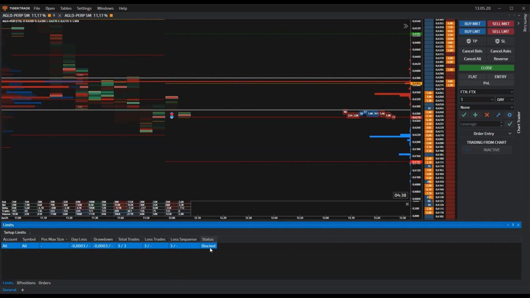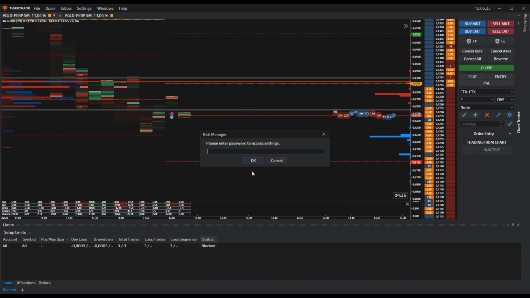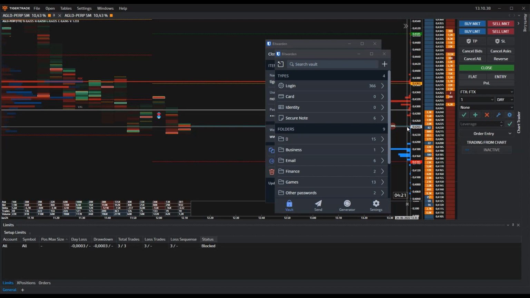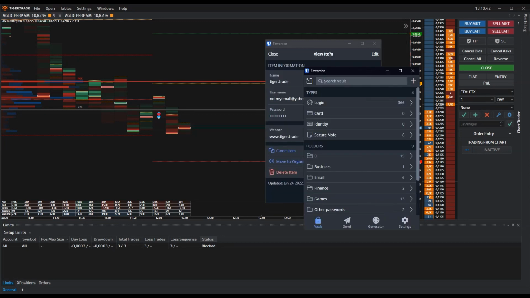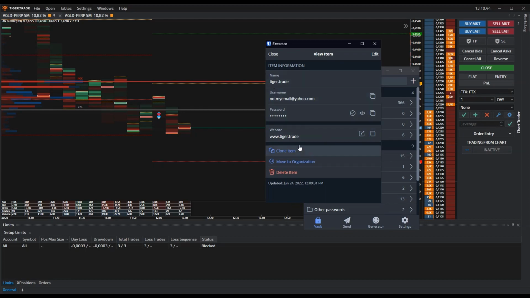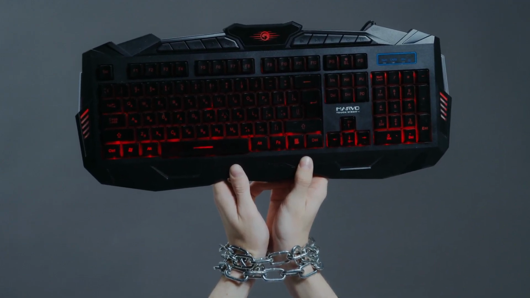Another tip is to enable password on your risk settings. I recommend creating one in a password manager and saving it there as a note itself or note in the tiger.trade login. This way even you won't be able to remove your risk limits easily.